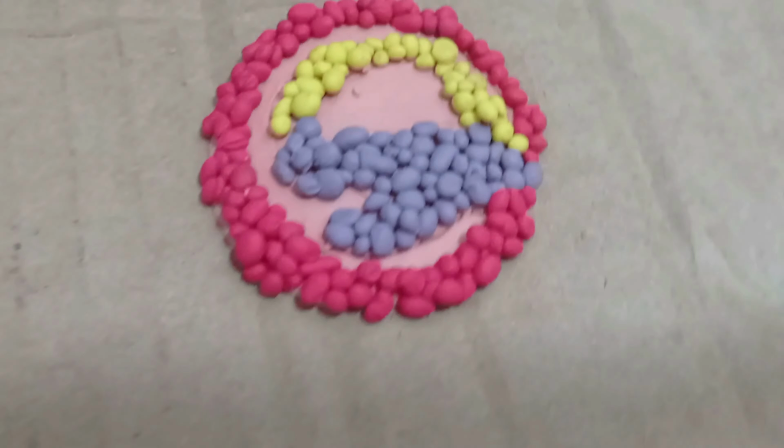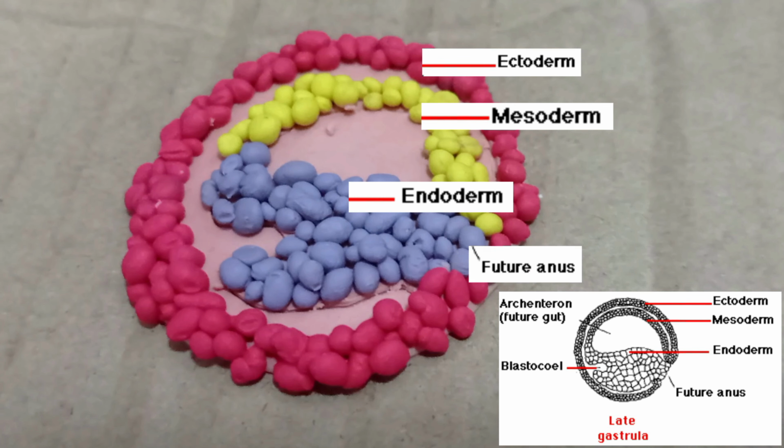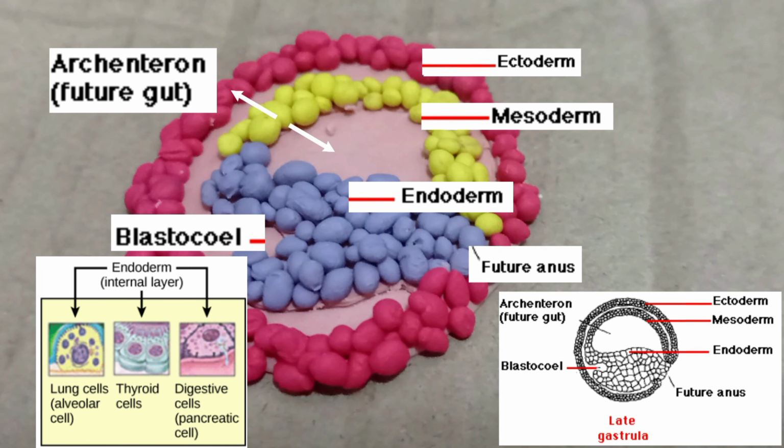And now let's have an in-depth review of our model. We have the endoderm, the mesoderm, the ectoderm, the future anus, the blastocele, and lastly, the archenteron or the future gut. The endoderm, or the internal layer, creates the lung cells or the alveolar cells, the thyroid cells, the digestive cells, and the pancreatic cells.